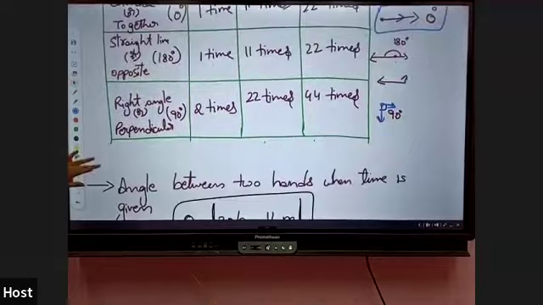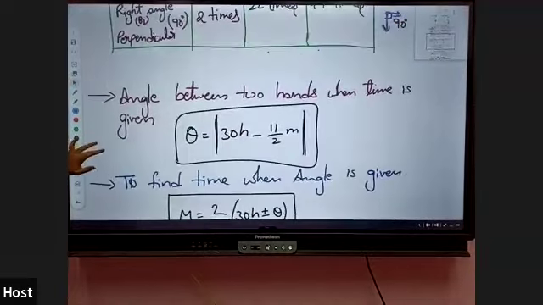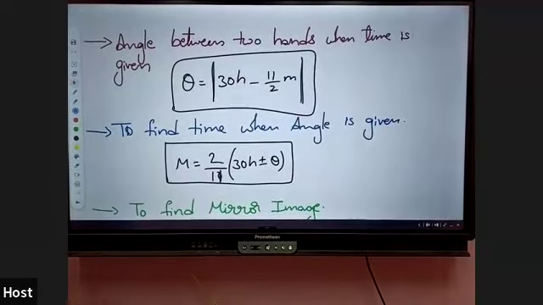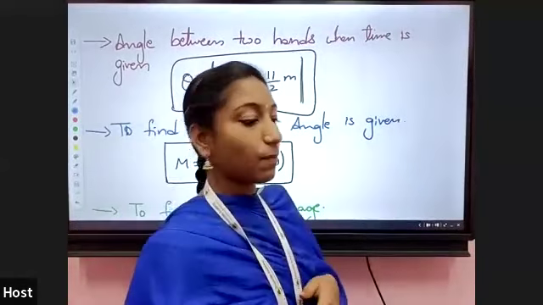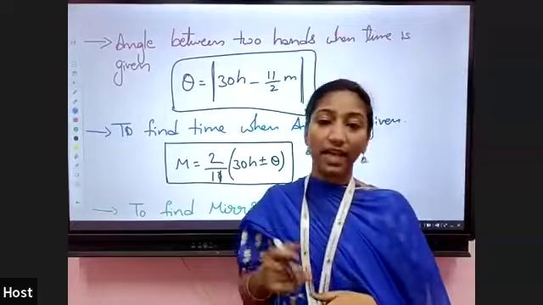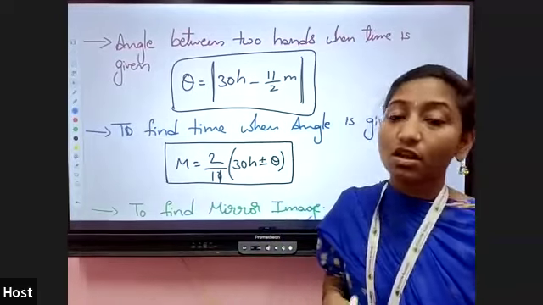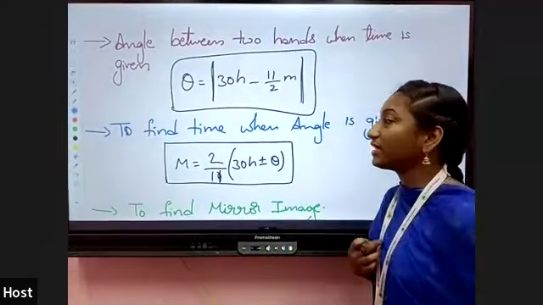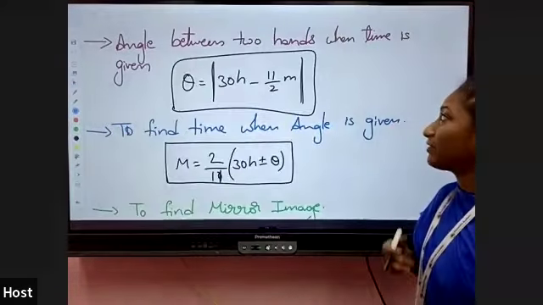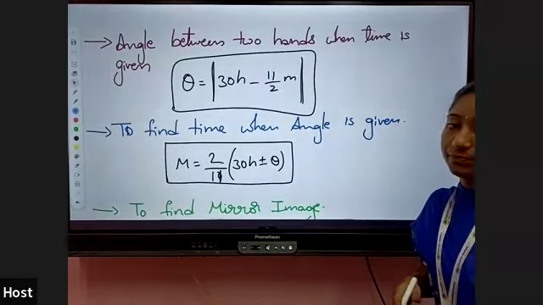Okay. Next. In these 5 models, there are: angle between two hands when time is given, we should find time when angle is given, mirror image, water image, and logical questions. In these 5 models, the clock will be there. So, firstly, angle between two hands when time is given.